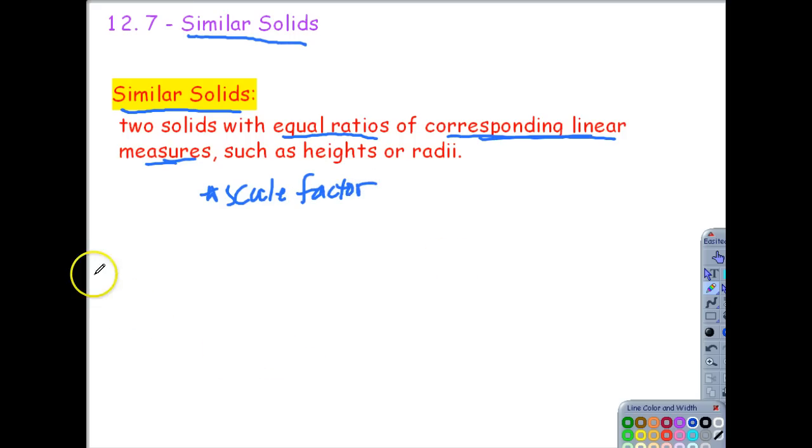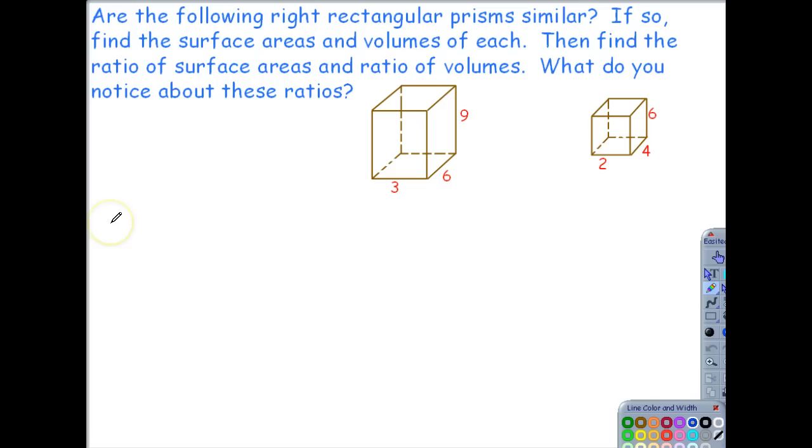Before we get to the new idea, we're going to explore it. I want you to first answer the first question: determine if the following right rectangular prisms are similar. How are we going to determine that? Well, we can look at the side lengths they give us and make sure we match up the corresponding parts.